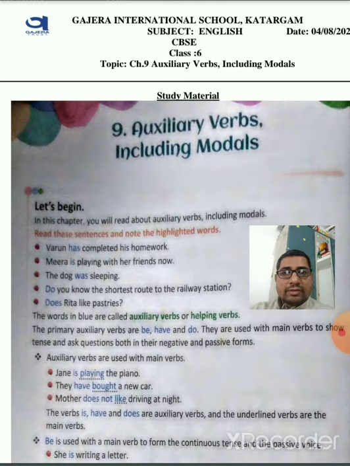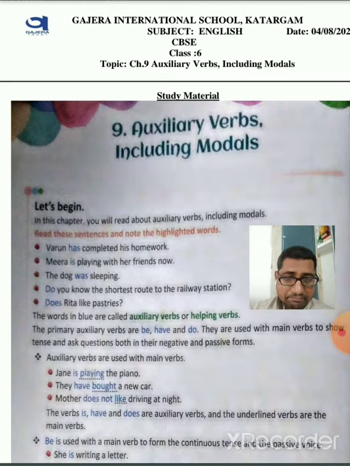The primary auxiliary verbs are be, have, and do that you students have learned in a previous chapter. Verb to be forms are am, is, are, was, were, shall be, will be. Have forms are have, has, had, shall have, will have. And do forms are do, does, did. They are used with the main verb to show tense and ask questions, both in their negative and passive forms.